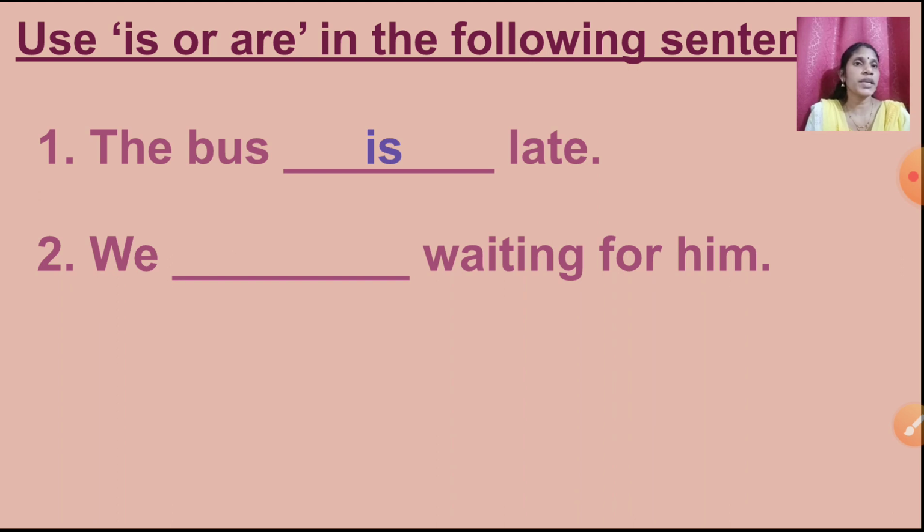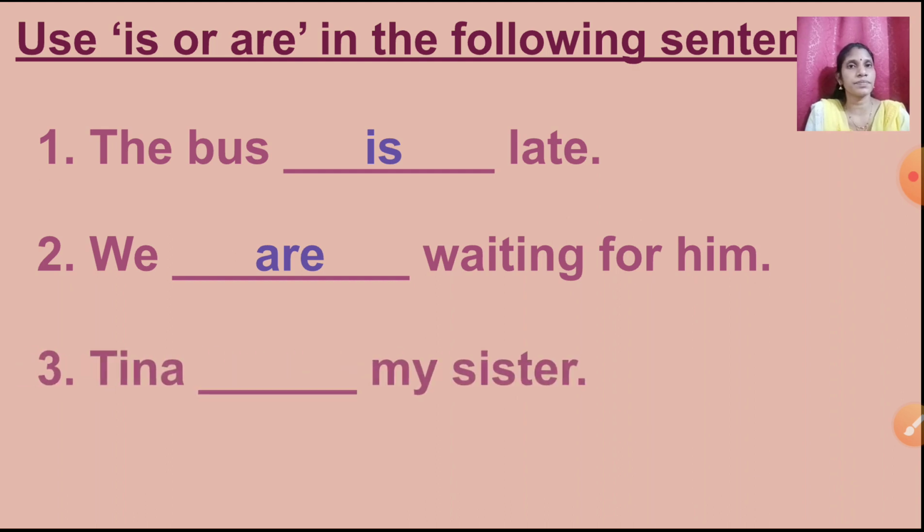We dash waiting for him. We means what? I, and with me there are some more people. Including me, there are some more people. I am not alone. We means what? Including us, there are some more people. So that means more than one, isn't it? So we are waiting for him. Okay. Now the third one.